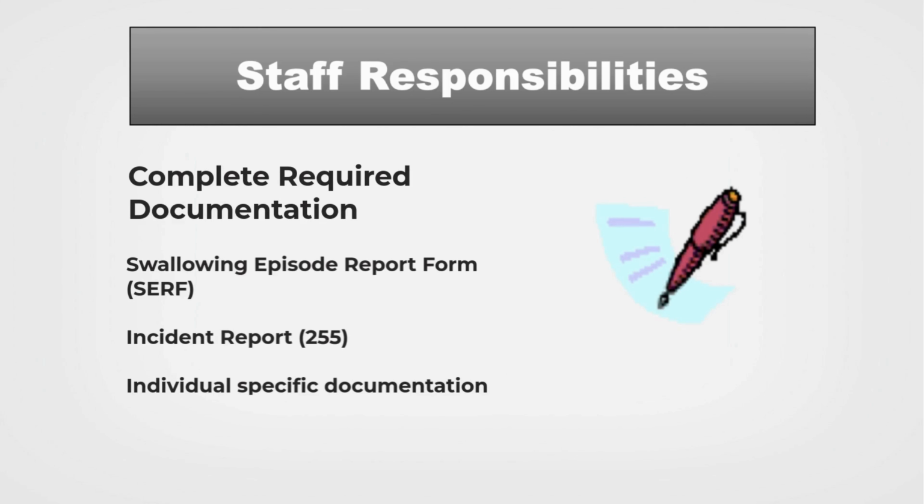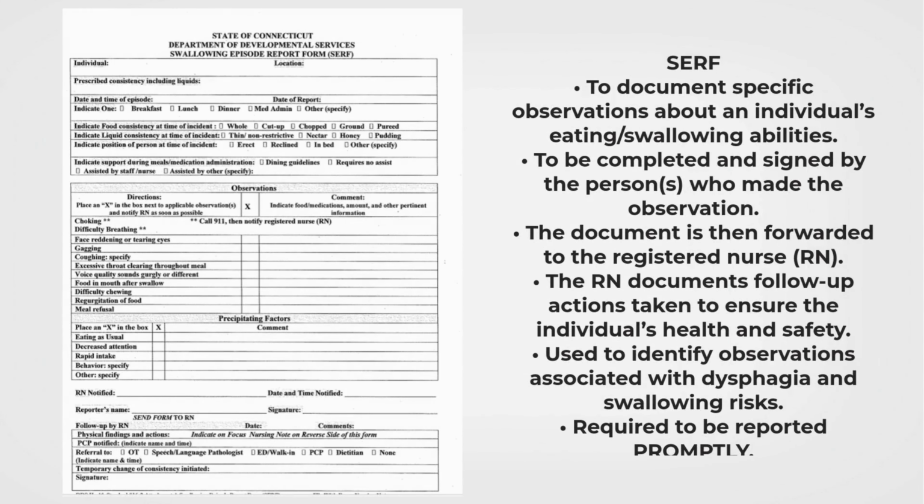Complete required documentation. Swallowing Episode Report Form, SERF. Incident Report, 255, Individual Specific Documentation. SERF. To document specific observations about an individual's eating and swallowing abilities. To be completed and signed by the persons who made the observation. The document is then forwarded to the registered nurse, RN. The RN documents follow-up actions taken to ensure the individual's health and safety. Used to identify observations associated with dysphagia and swallowing risks. Required to be reported promptly.